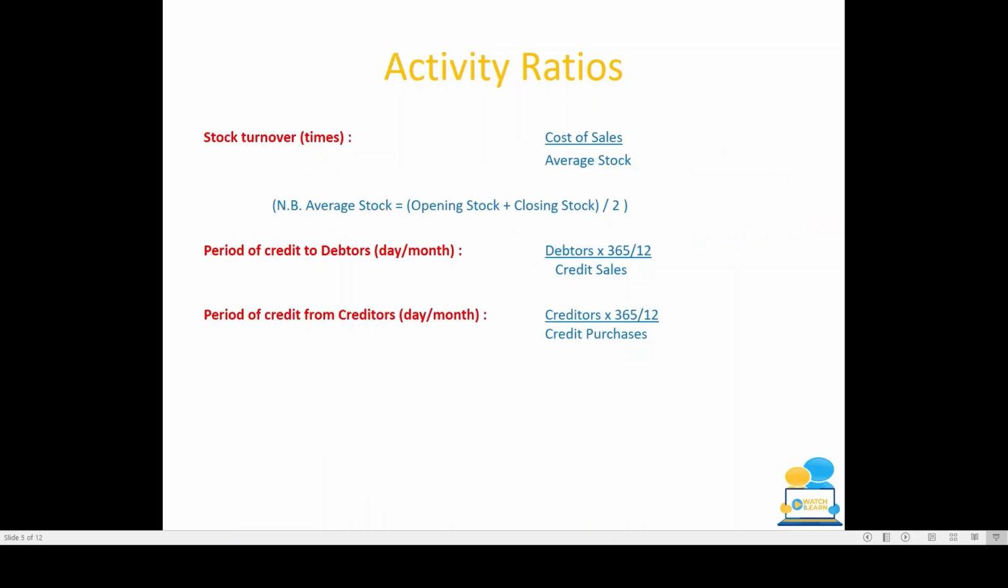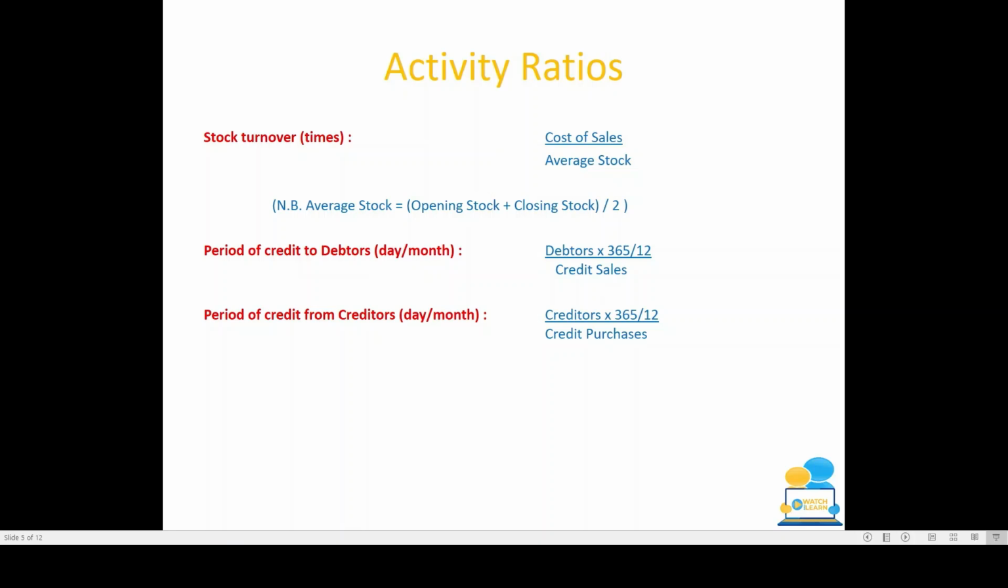Next, we're going to have a look at our activity ratios. So here, the first one is stock turnover, which is just our cost of sales divided by our average stock. And to work out average stock, we just get our opening stock and closing stock, add those together and divide by 2. That will give us average stock. The period of credit to debtors is just debtors over credit sales. And again, sales always go debtors, so it's debtors over credit sales. And if you want your answer in days, you multiply by 365 and in months by 12.